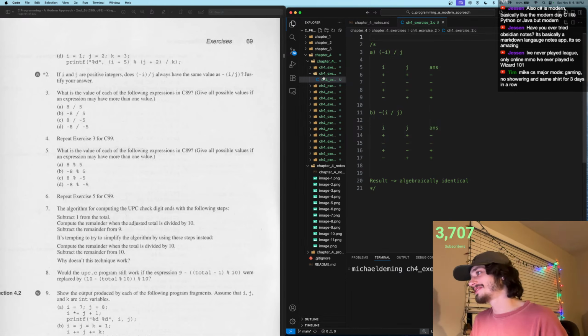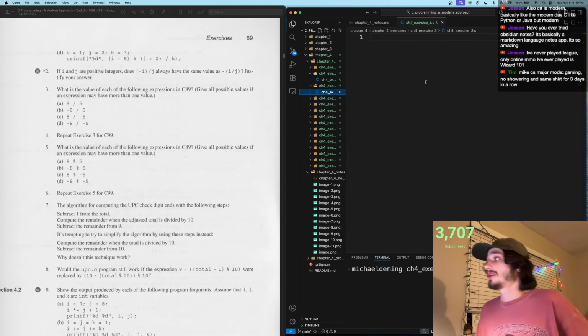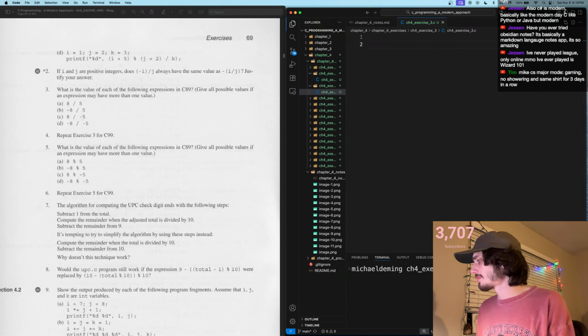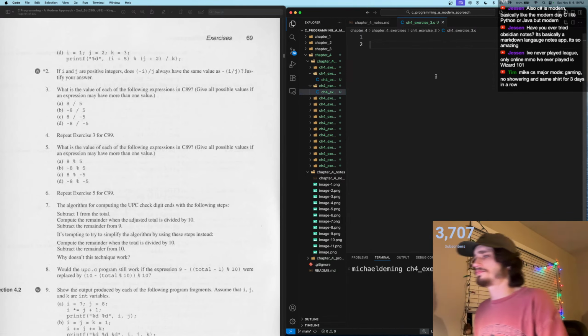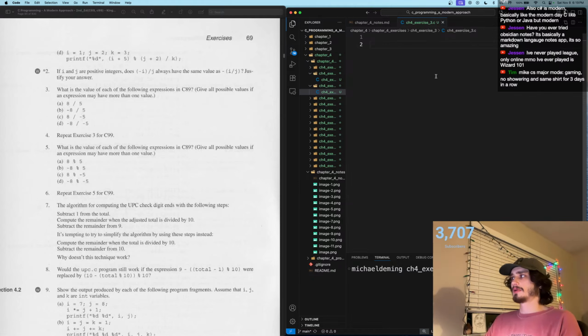All right, let's go on to the next one. Number 3. What is the value of each of the following expressions in C89? Give all possible values if an expression may have more than one value. Oh, gosh. Come on. C89. We'll do A.